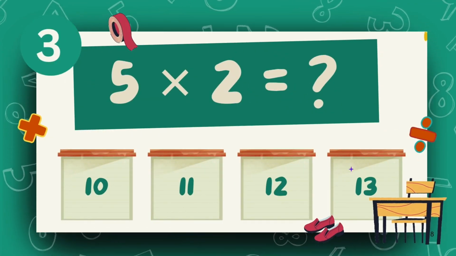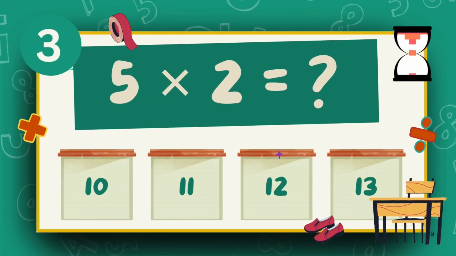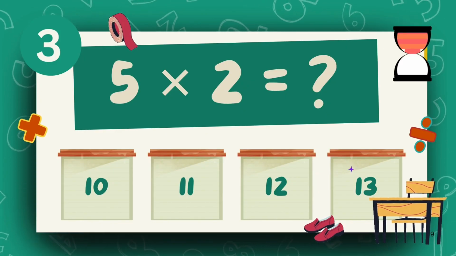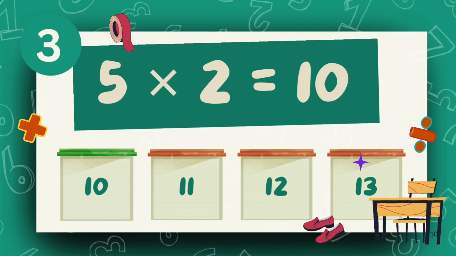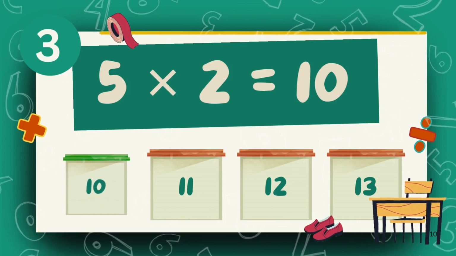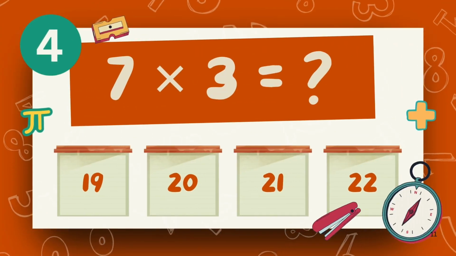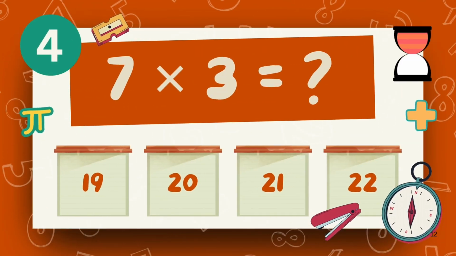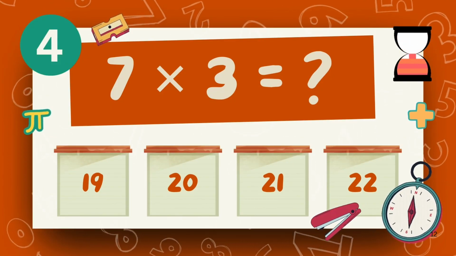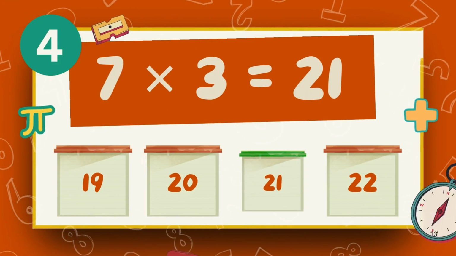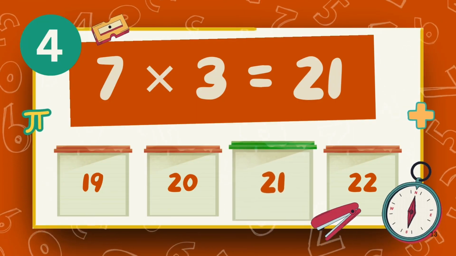What is 5 multiply 2? The answer is 10. What is 7 multiply 3? The answer is 21.